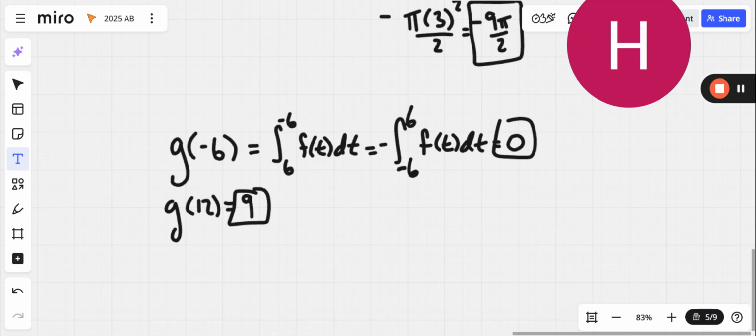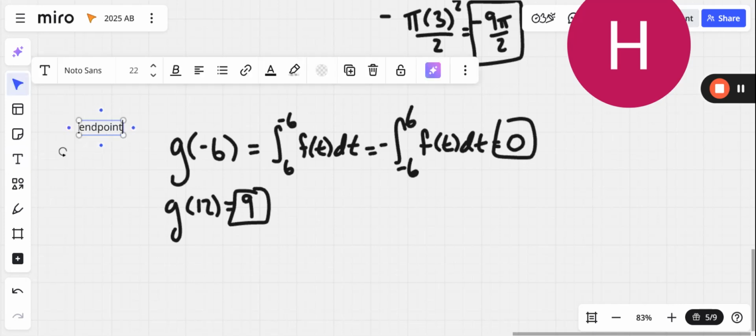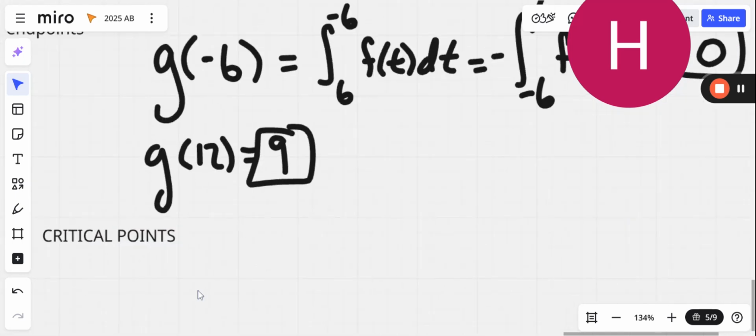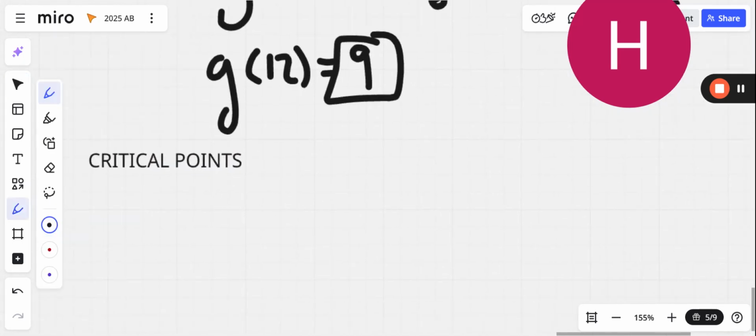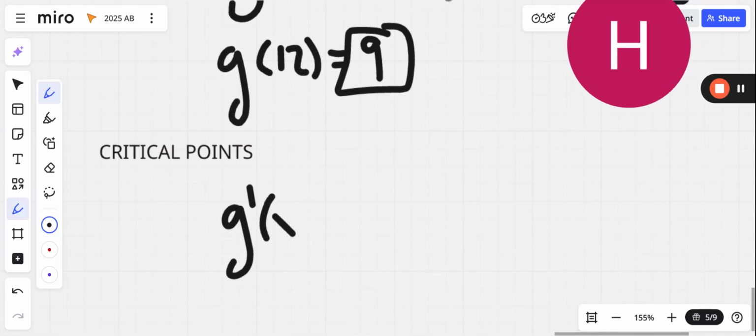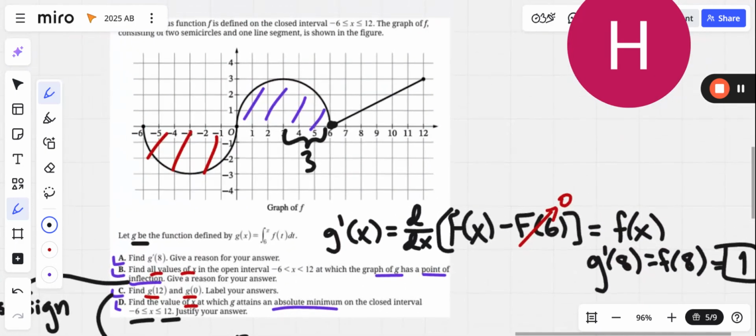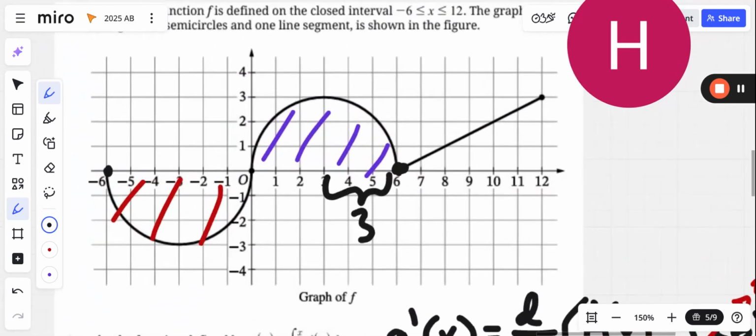We're not done, though. We don't just have to check endpoints. We also have to consider critical points. Where are our critical points? Well, our critical points are when the derivative is 0 or undefined. And the derivative g prime is just f of x. So when is this equal 0 or undefined? Let's take a look at the graph. I see that it's 0 at negative 6. We already got that one. It's 0 at 0. It's 0 at 6. So those are the only points we'll consider, 0 and 6.